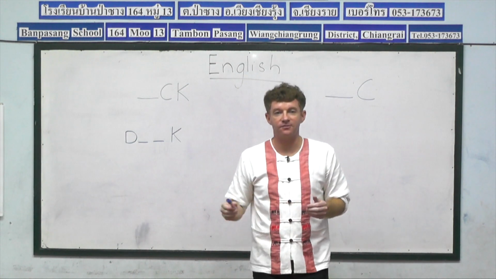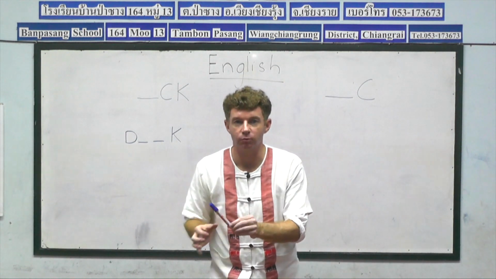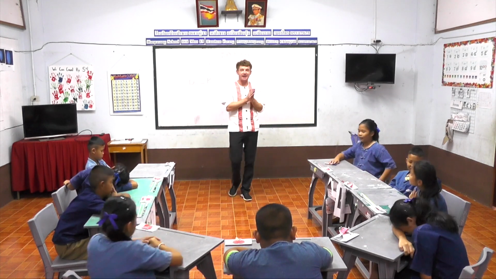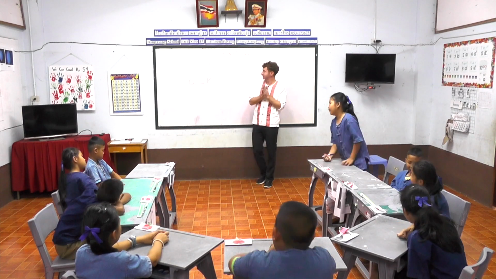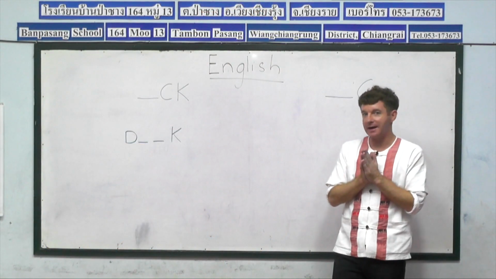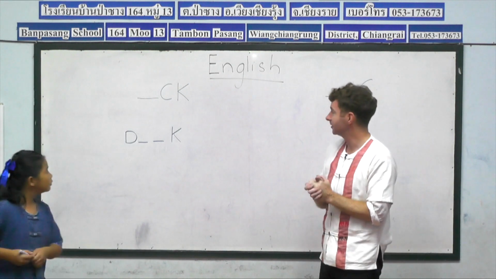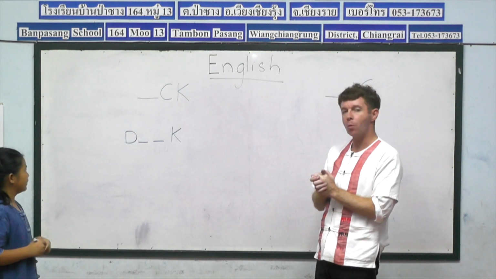Okay, so let's see who can remember how to spell this word correctly. And the first student is Lakgao. So Lakgao. Let's see what word Lakgao can come up with. See if she can remember from the previous lesson. So we've got D and K, but what comes in between?